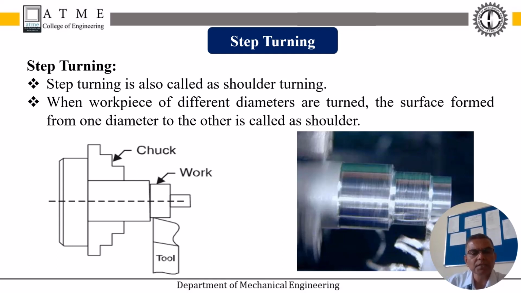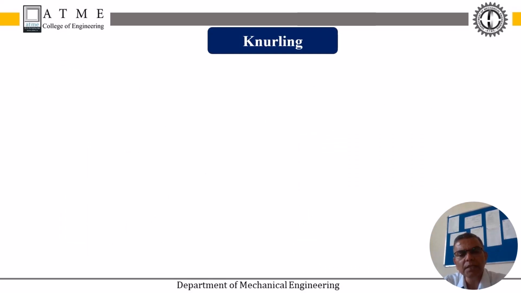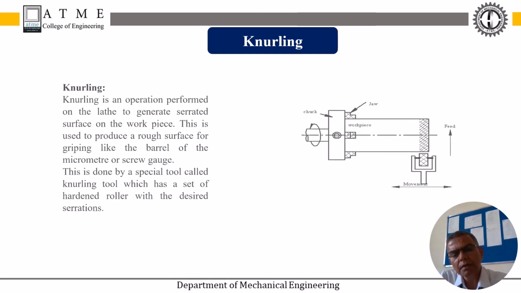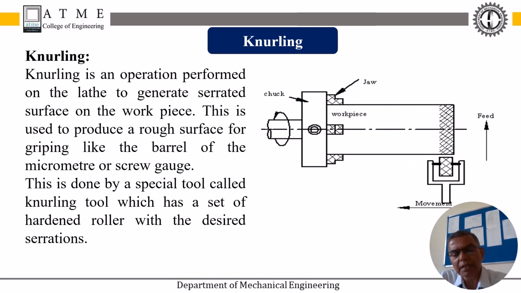So this is called a step turning operation or process in a lathe machine. Another one is knurling. This knurling operation is generally done for gripping purposes of the workpieces, with a required serration or profile generated on the workpieces. This is the knurling operation you can see here. The knurling tool is used particularly to generate this kind of profile or serrations for gripping purposes for the devices or the workpieces.